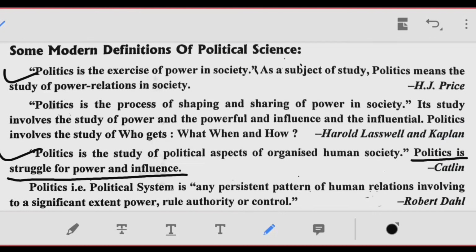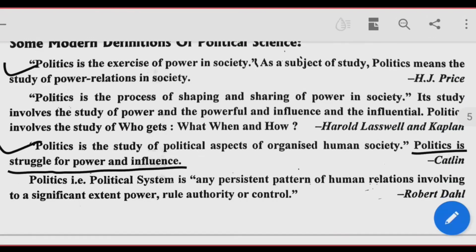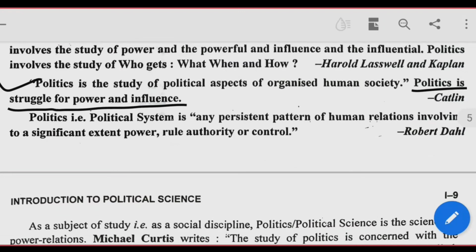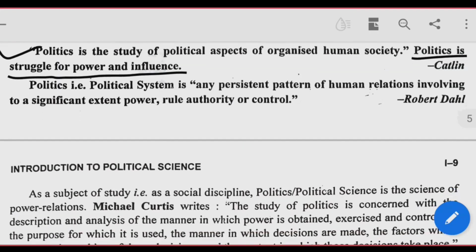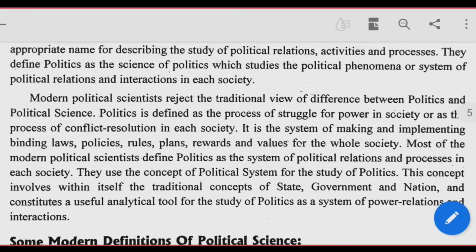The next one you can see here. According to Robert Dahl, politics, that is political science, is any persistent pattern of human relation involving, to a significant extent, power, rule, authority or control. So altogether, when we study, we come to know that the modern views also talk in a different way in relation to the state and government. So this is all about political theory as per traditional view and modern view.